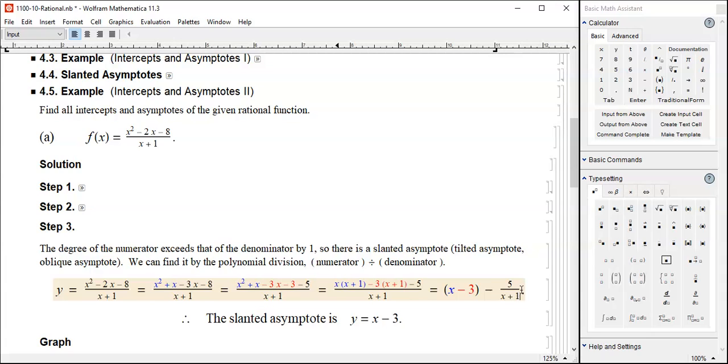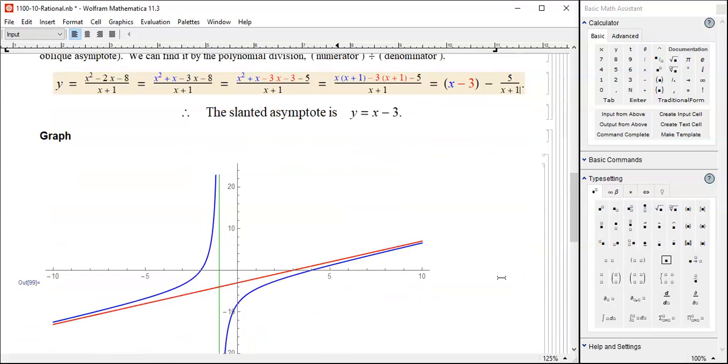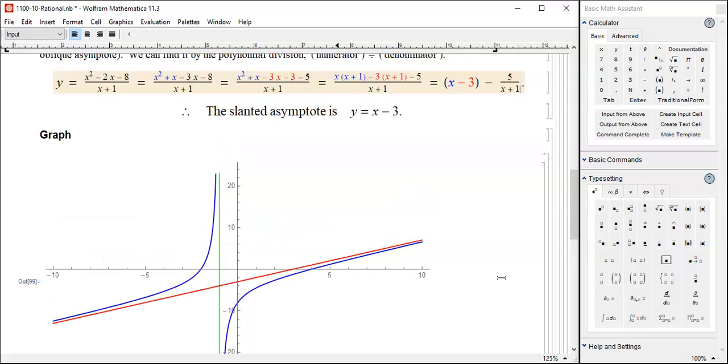You can use long division if you want to, and you can use synthetic division if you want to as well, but I usually find it a little easier and less time consuming to do it this way, as a matter of fact. Kind of like completing the square, to tell the truth. So the slanted asymptote is y equals x minus 3.